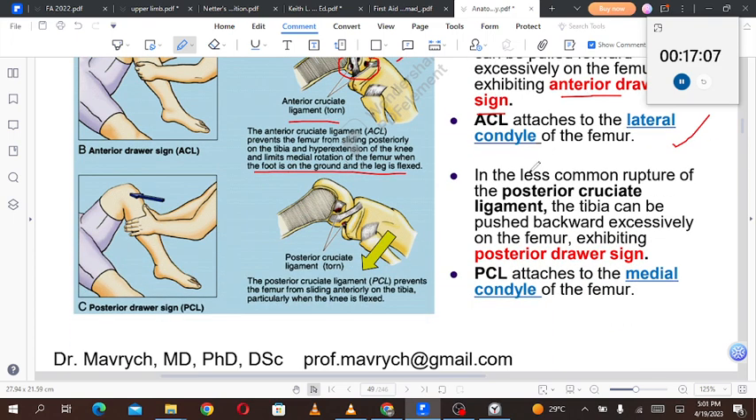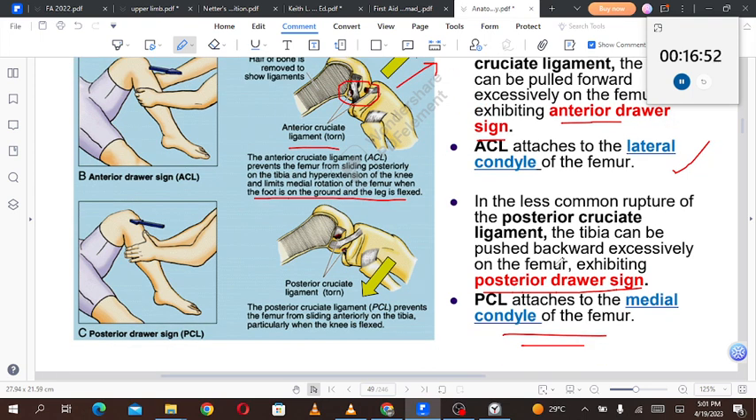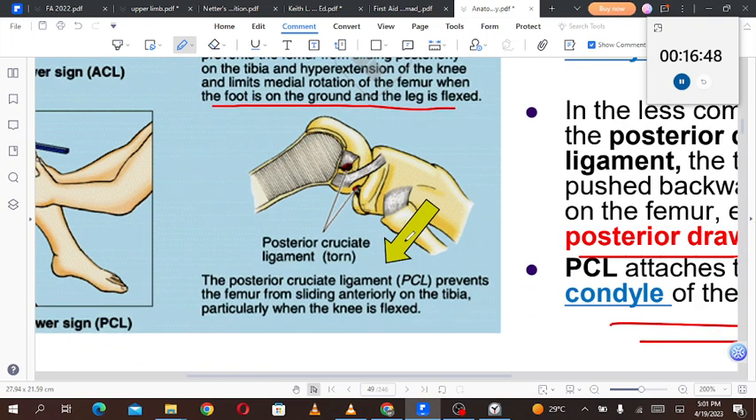Okay, in the less common rupture of the posterior cruciate ligament, the tibia can be pushed backward excessively on the femur, and that is the posterior drawer sign. Posterior cruciate ligament attaches to the medial condyle of the femur. So anterior was attaching to the lateral condyle of the femur, and now the posterior is attaching to the medial condyle of the femur, and if that is damaged, the tibia can be pushed posteriorly, and that is the posterior drawer sign.